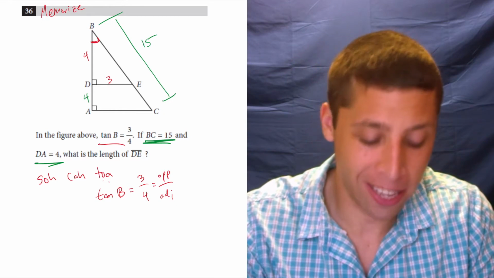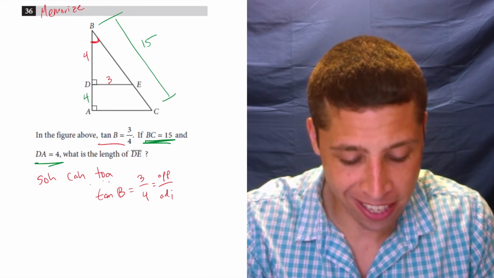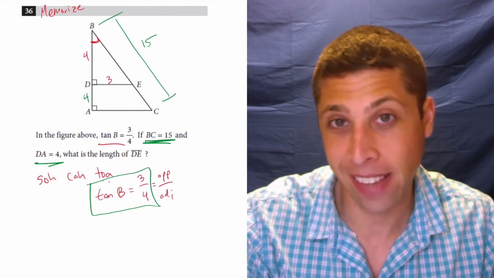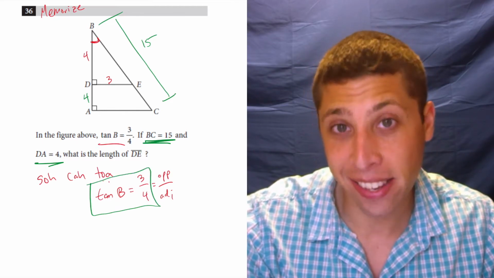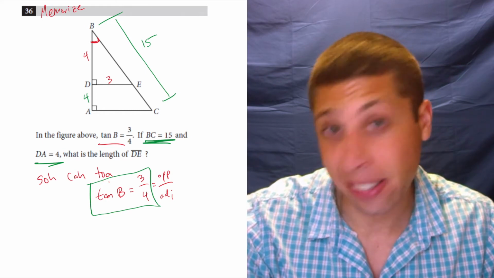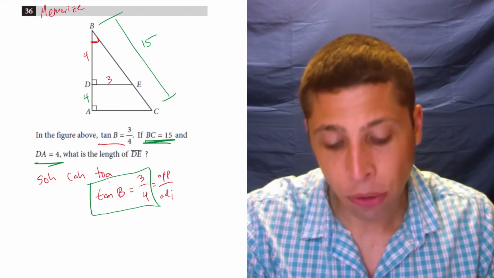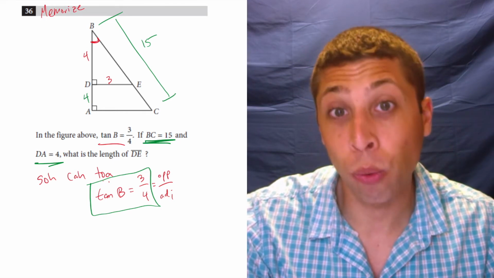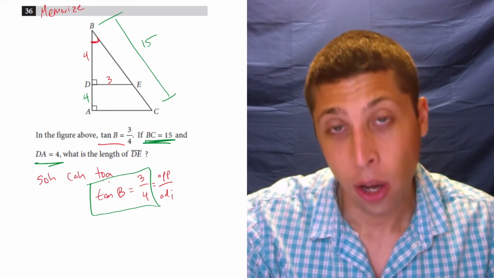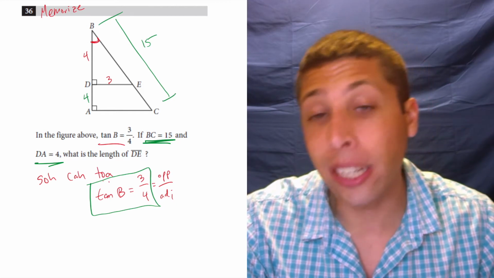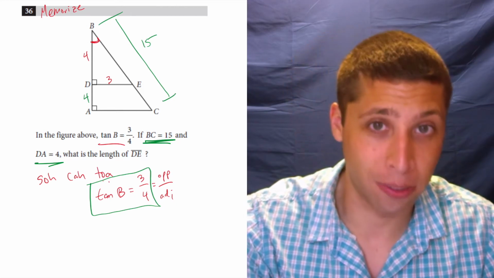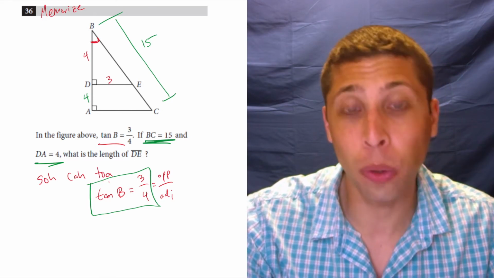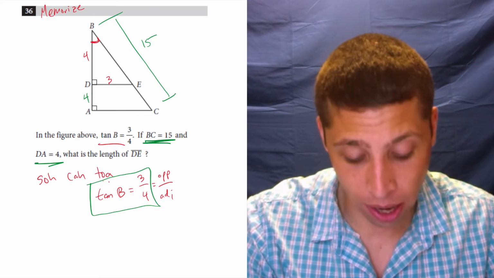Well, that's because what I wrote down isn't really true exactly. DE is not 3. BD is not 4. There's a reason we call these trigonometric ratios. What they tell us is the relationship between the sides of a right triangle. They do not necessarily tell us the actual lengths of those sides.